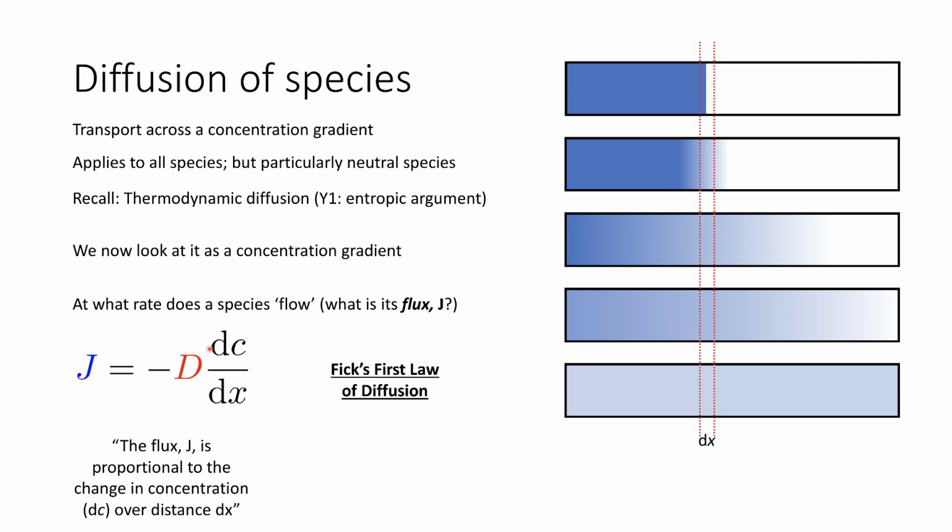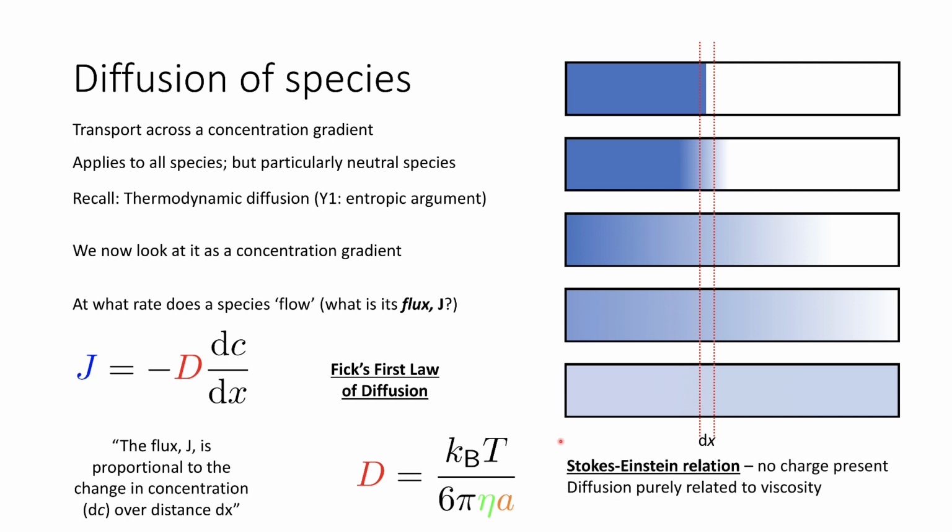The D term here is the diffusion constant, and we can determine it fairly easily from this particular relation here. There's no need to derive it, but this is known as the Stokes-Einstein relation. Notice that there's no charge present in this equation at all, and that diffusion is purely related to viscosity. So this eta term here. Now we've seen this already today. We've looked at this and we've considered it in terms of ionic drag forces. This kBT you should recognize as the thermal energy in the system, so the thermal energy per molecule in that system. And remember that a is our hydrodynamic radius as well.